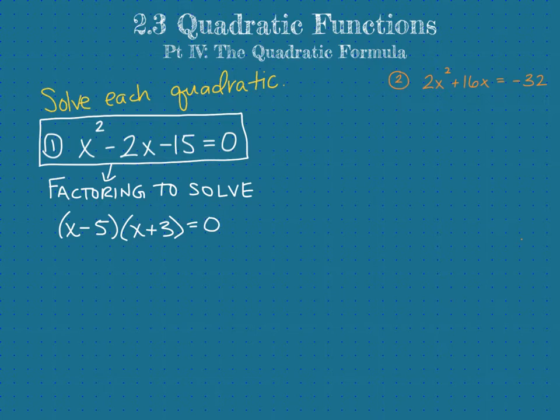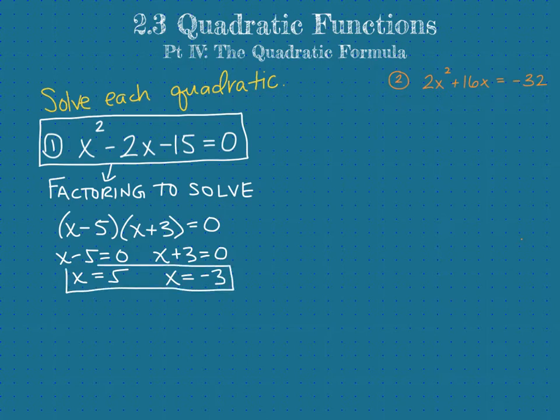Therefore, we've only factored, we haven't solved yet. We need to set each one of these factors equal to 0 in order to find our solutions. And we'll add 5 here to get that one solution is 5. We'll subtract 3 here to get that our other solution is negative 3. That means that this parabola, this quadratic, the graph of this quadratic, hits the x-axis at negative 3 and 5.